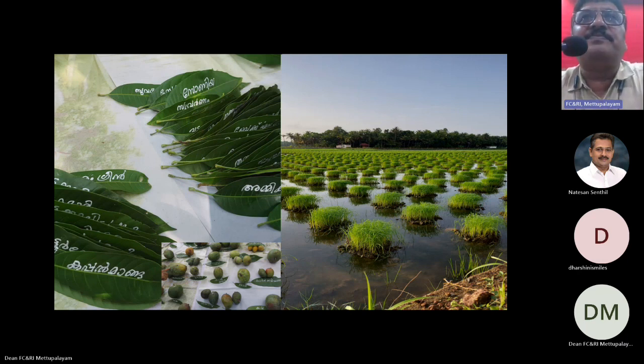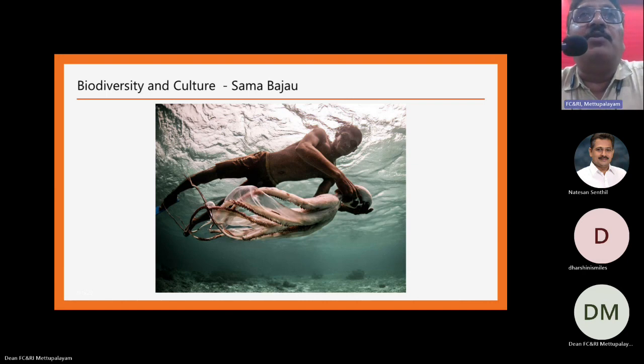Next slide, please. Another is how does biodiversity affect our culture? That's a very interesting, a very compelling topic to talk about. The one you see there is a Sama Bajau fisherman. These are people who are found along the Indonesian, Malaysian, Papua New Guinea areas. Those are the people who can dive underwater for the longest period.